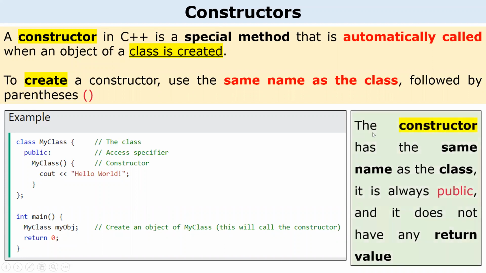Right, here giving some features of the constructor that we discussed now. Constructor has the same name as the class. It is always public. That's the point, remember, important point. Always public, and it does not have a return value. These are the things you want to remember.